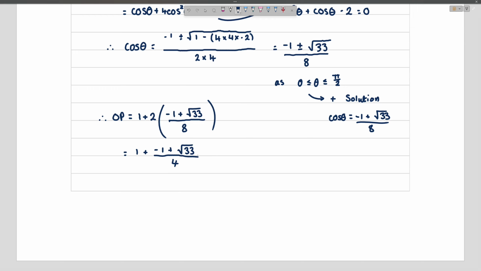We're nearly there. If I just get this over a common denominator here, what do I get? Over a common denominator, I get 4 plus -1 plus root 33 all over 4. And that simplifies to give us 3 plus root 33 all over 4 there. And there we have it. This here is the length of OP. So that gives us the solution to question 3.